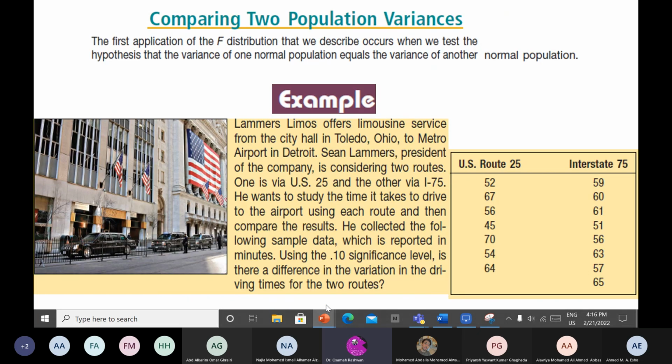Okay. Let's go for this other example. You would like to answer the question using a 10% significance level. We would like to see if there is a difference in the variation. Variation means variance, right? Okay. In diving times. So you have two samples from two different populations. You would like to compare the variation, or in statistical concept, the variance, between the population of US routes and interstate 75 routes. Okay.